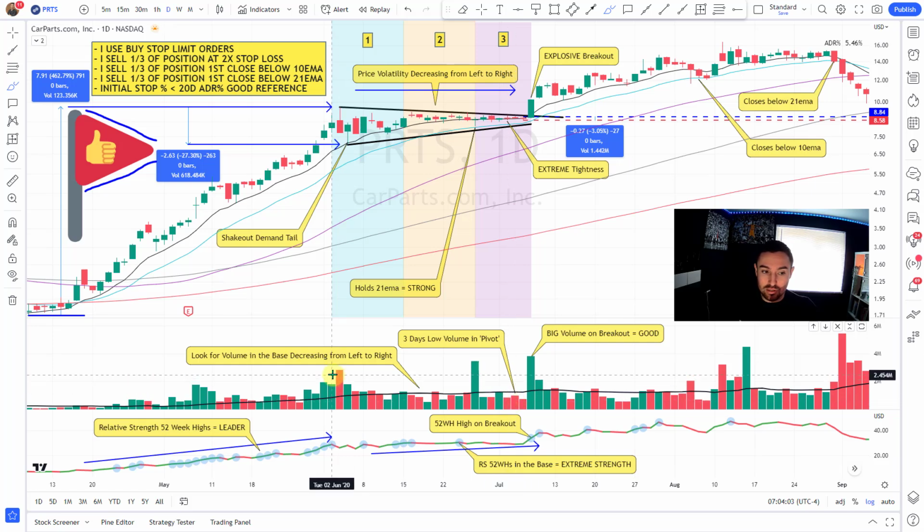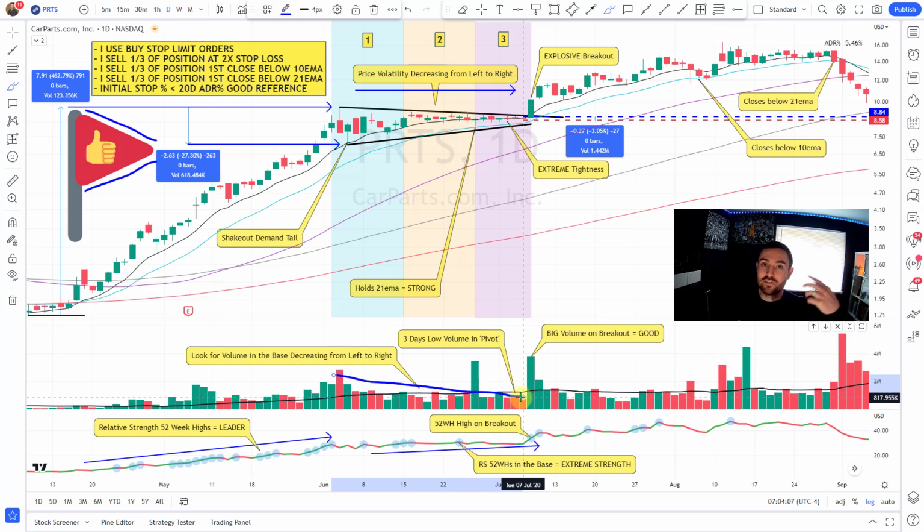In terms of the volume, you would like to see volume for the entirety of the base. Generally, you may have a few sporadic spikes, but generally drying up from left to right. And then as the pivot forms over here, I am looking for extreme tightness with volume drying up as well.